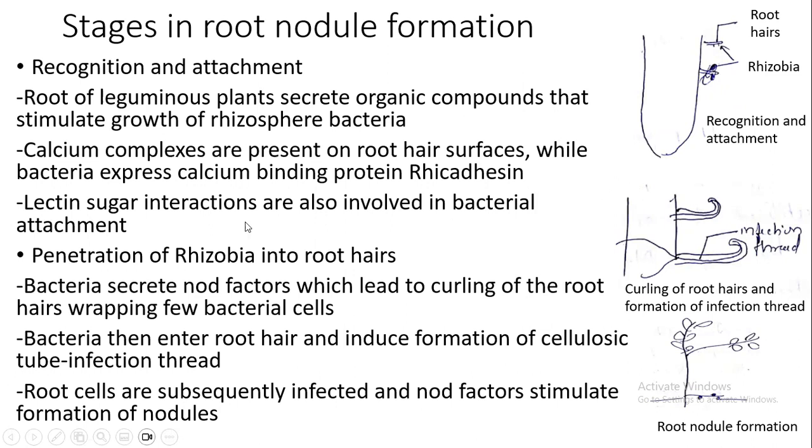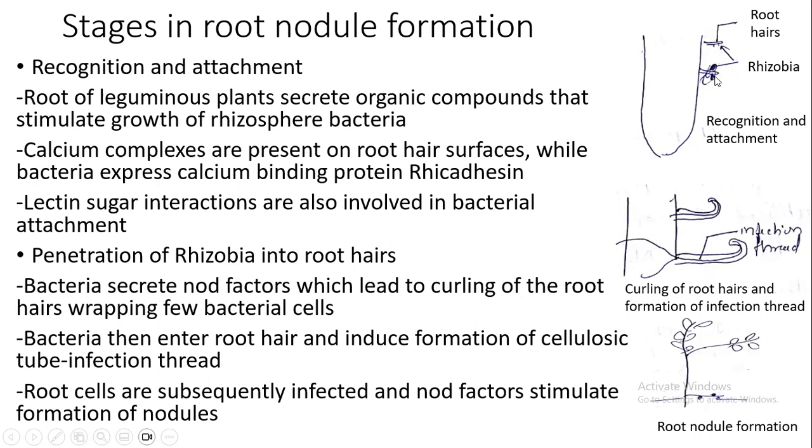Alternatively, certain sugars are also synthesized and secreted by the plant cell, and the bacteria make certain sugar binding proteins which are known as lectin. So lectin-sugar interaction can also be involved in initial bacterial attachment.